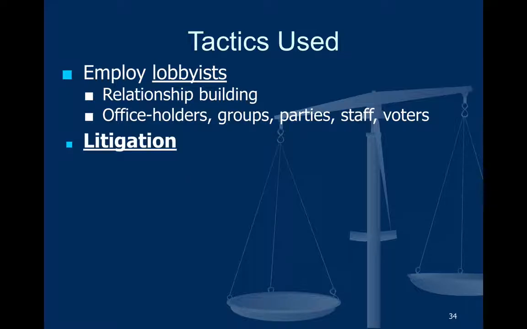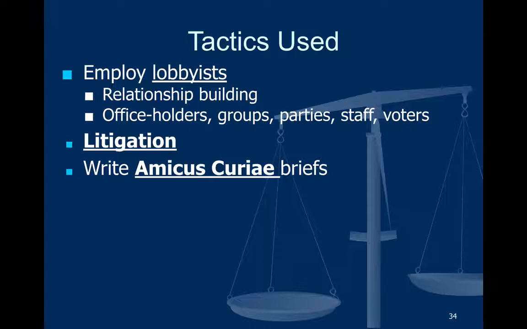A lot of times lobbyists and interest groups use litigation. This is using the court system to sue somebody. And then hopefully you can keep getting the appeal all the way up to the Supreme Court, and then the Supreme Court could use their power to overturn a law of some sort.